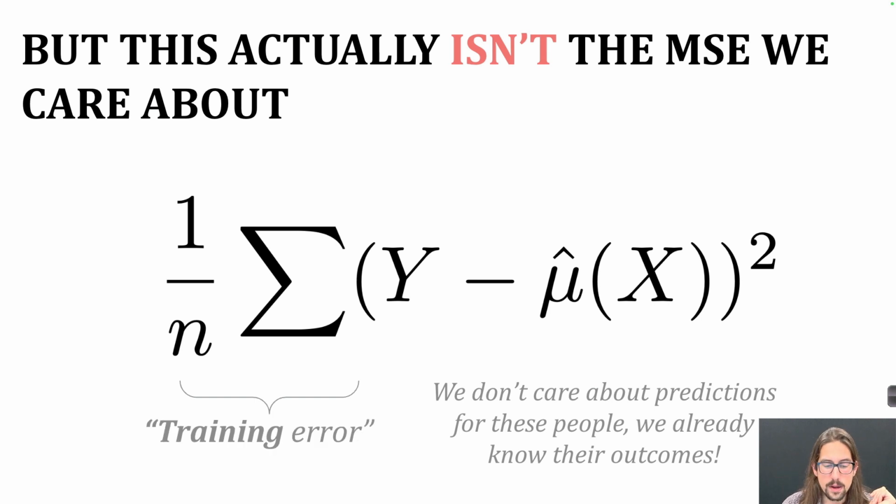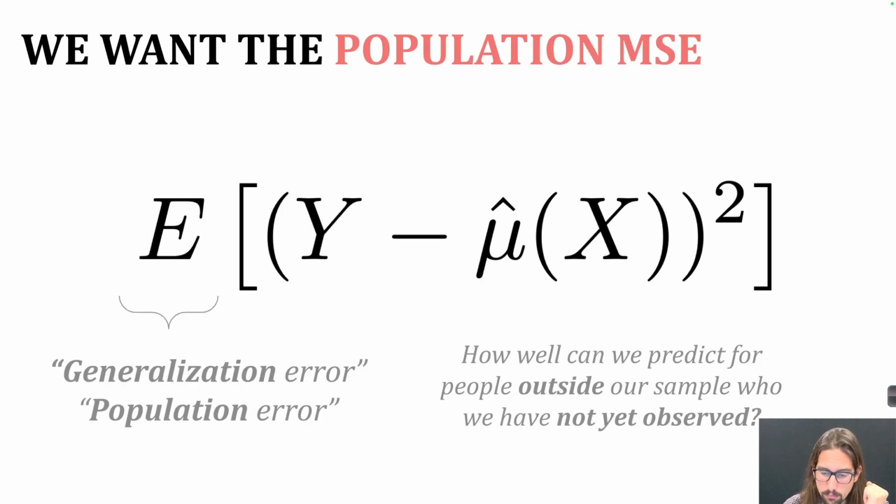By the way, sample MSE also is called the training error. This is the more machine learning lingo for this. So I'll use both interchangeably. Who do we care about? We care about the population. We care about the people who we're going to use this model to predict for in the future, right?